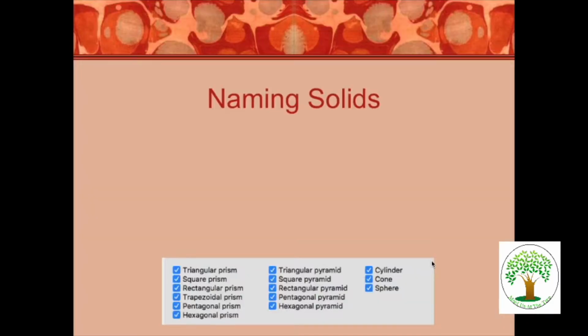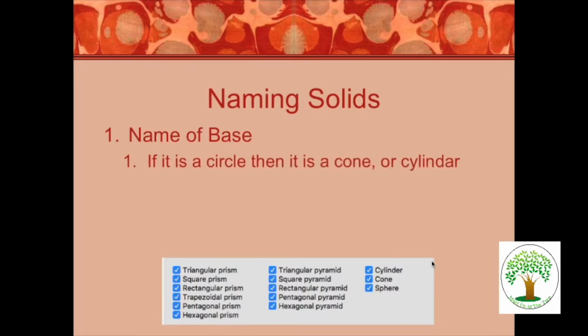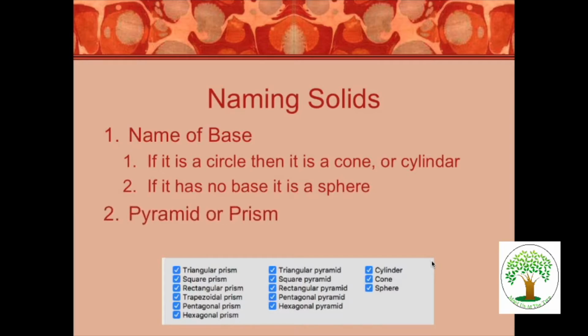We did this whole activity so you could get Euler's theorem, basically. Now we're going to go to Euler's theorem in just a moment, though. All right. The way you name a solid is first you name its base, the shape of its base. Now, if it's a circle base, it's going to be either a cone or a cylinder. And if it has no base at all, it'll be a sphere. Other than that, you go with its base. After that, you decide if it's a pyramid or a prism.